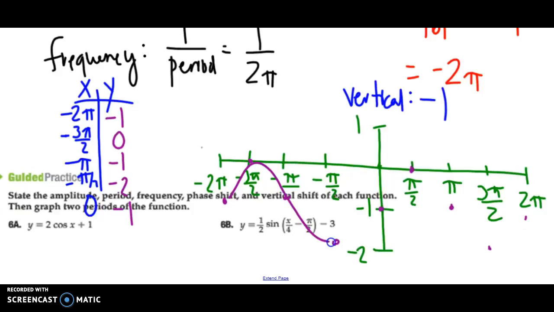So you'll see it still looks like a sine function. The only difference is it's shifted vertically down one value. So instead of going through y equals 0, it goes through this line right here, y equals negative 1. That's what it goes through.